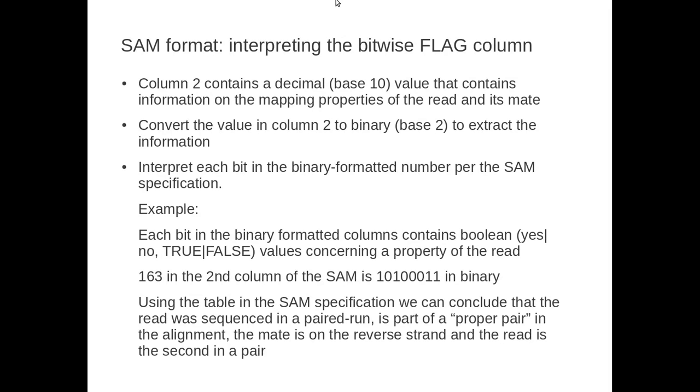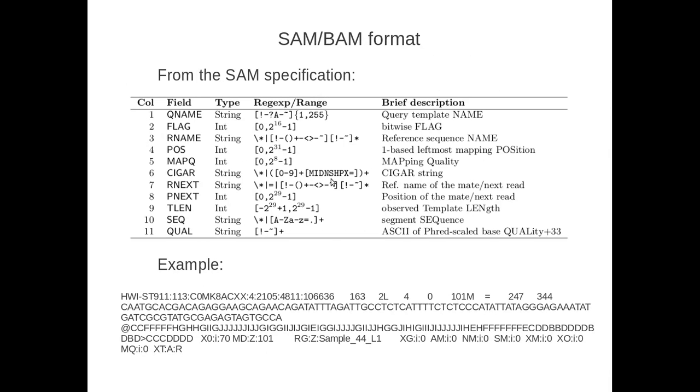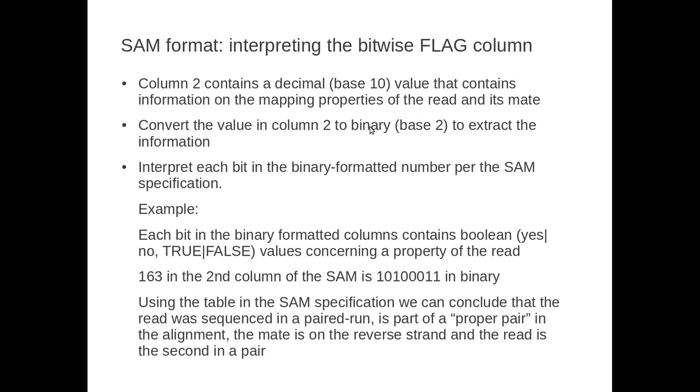First of all, notice here that column 2 will have an integer. It is a decimal formatted number that contains a lot more information than you might think just by looking at it. So here's a 163. What does that 163 in the bitwise flag position of the SAM format mean? Well, first of all, we need to convert that number into binary to make sense of it.